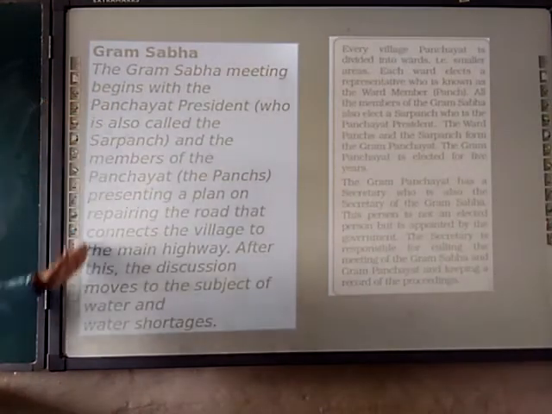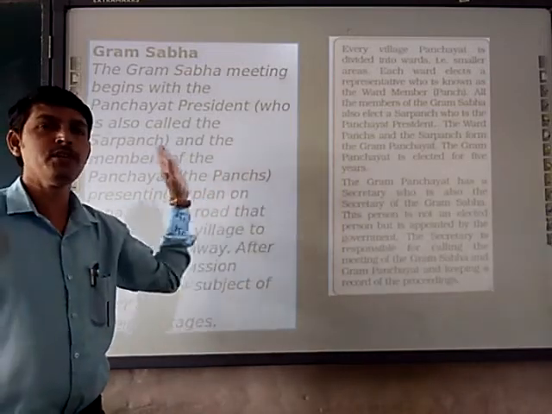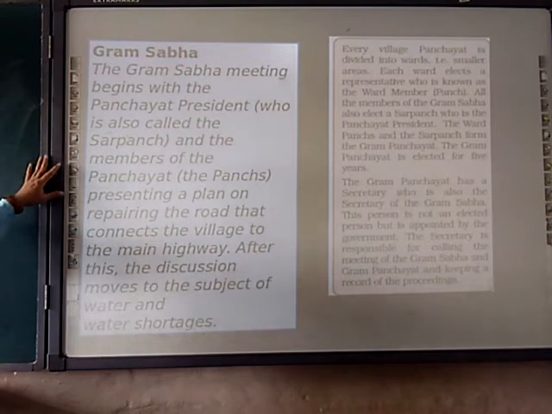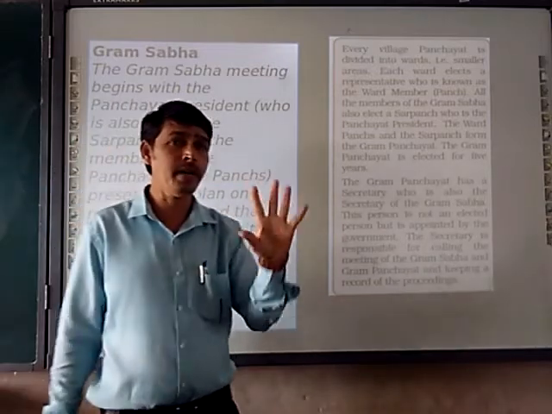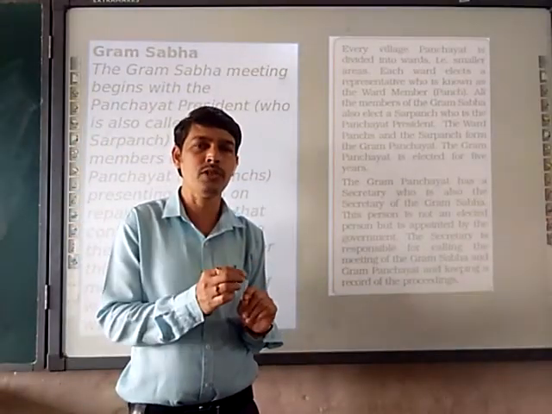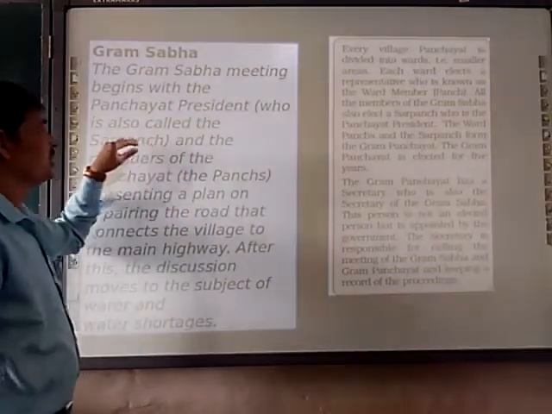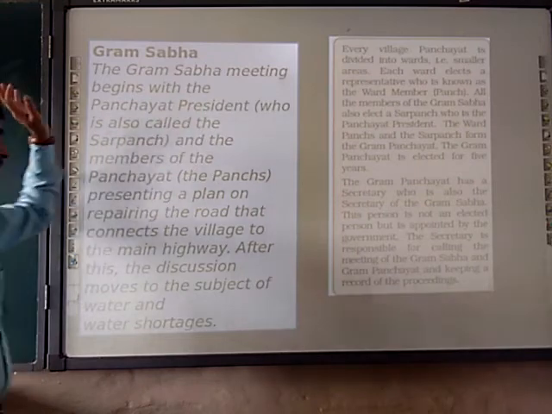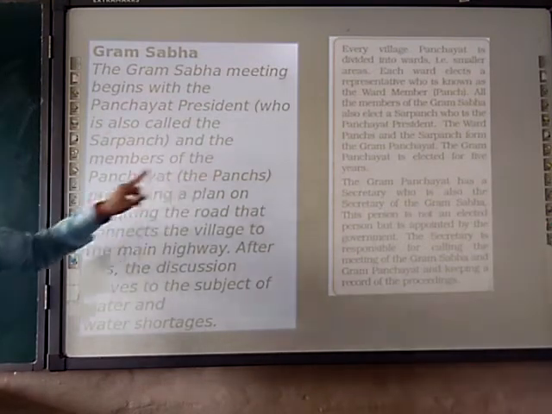Next, this is another point about Gram Sabha. This is given in the textbook itself. You can read it and go ahead. The Gram Sabha meeting begins with the Panchayat president, who is called Sarpanch. Among the 5 members, one is the president of that Panchayat, called Sarpanch, right? The Panchayat president, and the members are called Panch.